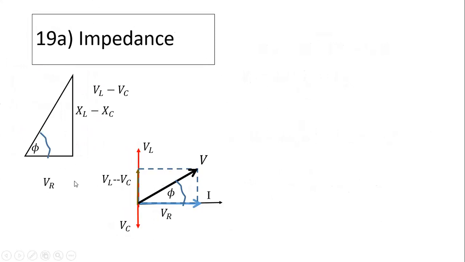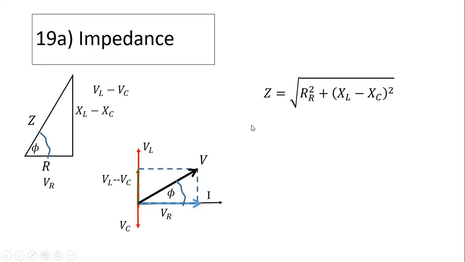Then we can redraw the diagram. That triangle there has VL minus VC, this one, and then this is your VR. It's just a matter of multiplying by current as well. XL minus XC, and this is your V corresponding to your Z, and this is corresponding to your R. That's our Z. Phase angle.